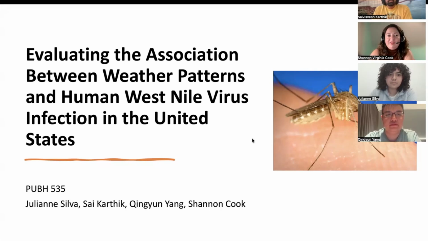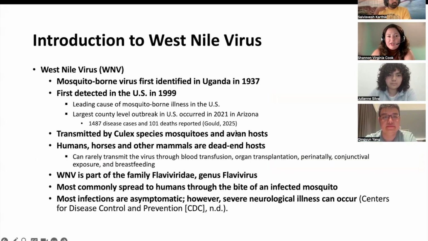Our group is going to be evaluating the association between weather patterns and human West Nile virus infection in the United States. First, let's give a little introduction to the West Nile virus. The West Nile virus is a mosquito-borne virus first identified in Uganda in 1937.